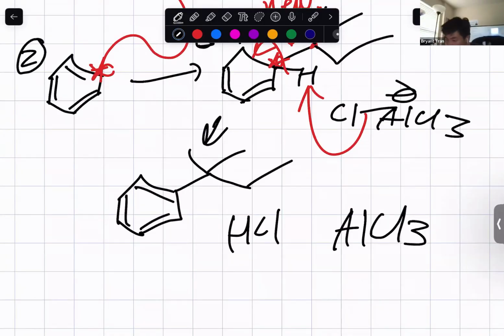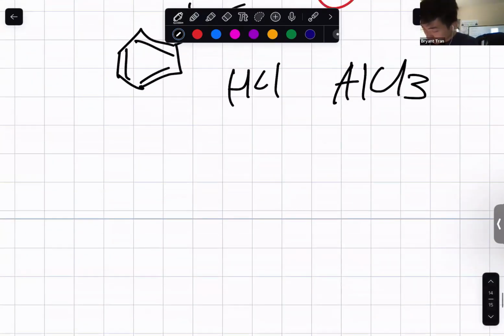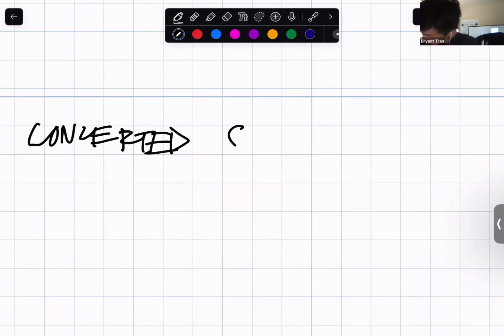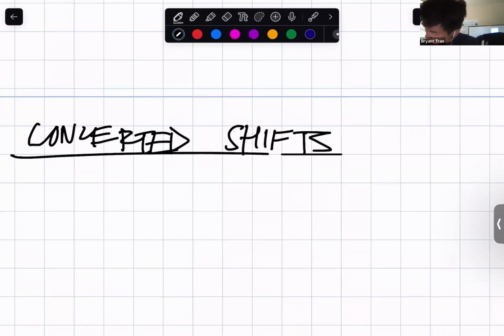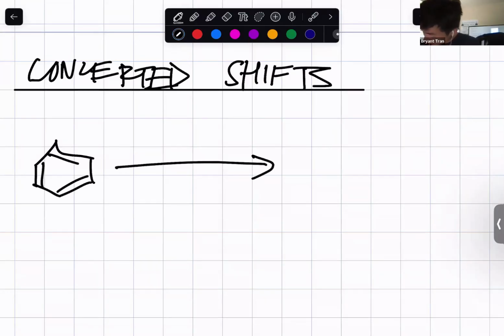Okay. Now there is one more scenario that I want you to know, right? Which is the tricky scenario here. This is gonna have concerted shifts. Right. So let's say I have this benzene and I have this alkyl halide right here.